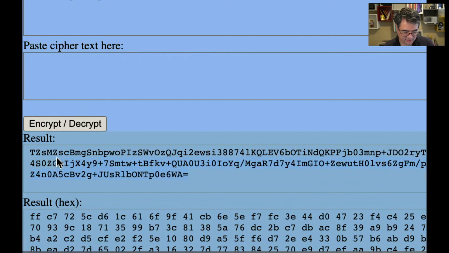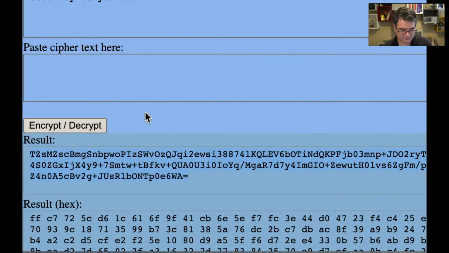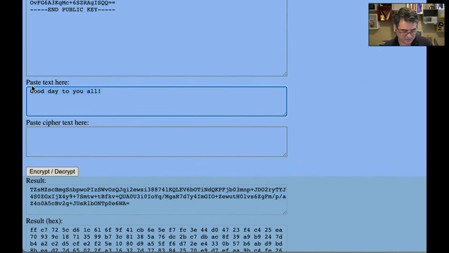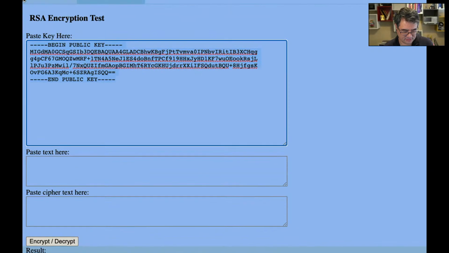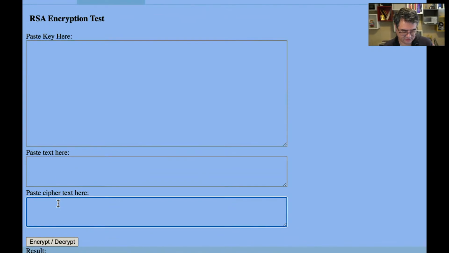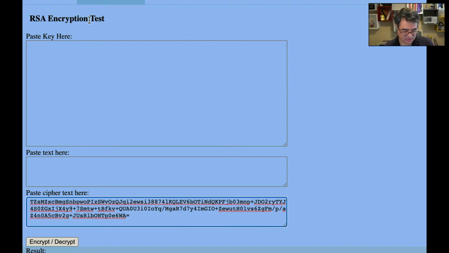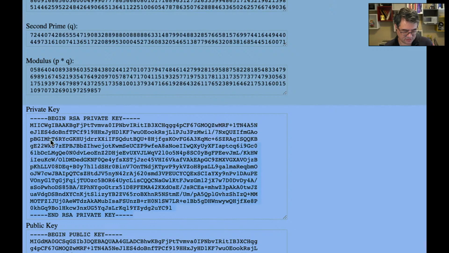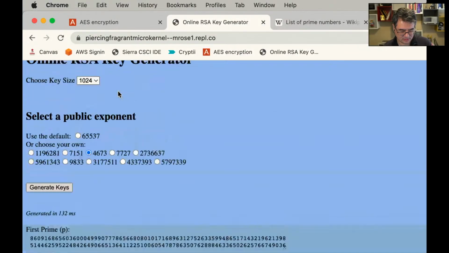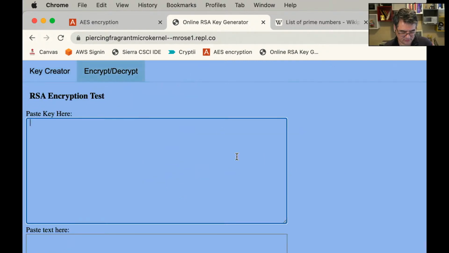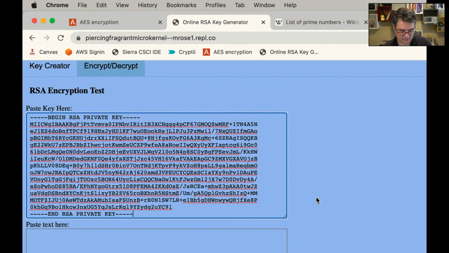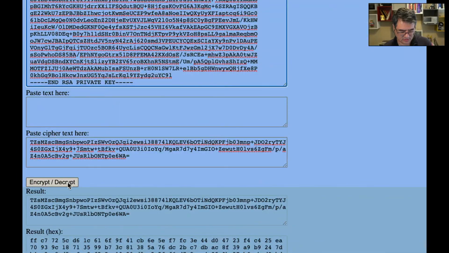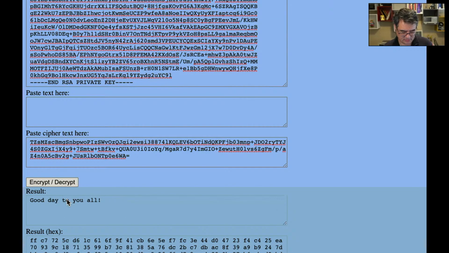So I can take this text, I'm going to copy that, and I'm going to delete all this other stuff. I'm going to paste the ciphertext here into this box. And then now I have to go and fetch the other key to use to decrypt. So I'll use the private key for that. Copy. And then go over here and paste the key in. And then click on Decrypt, and we get the original text back.